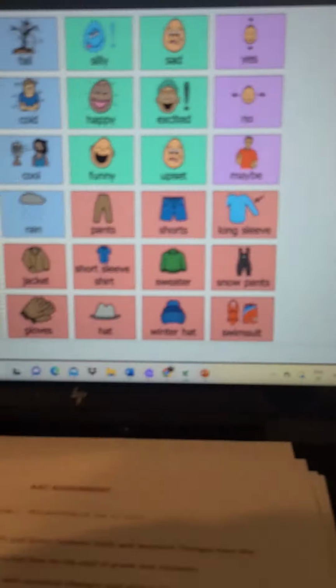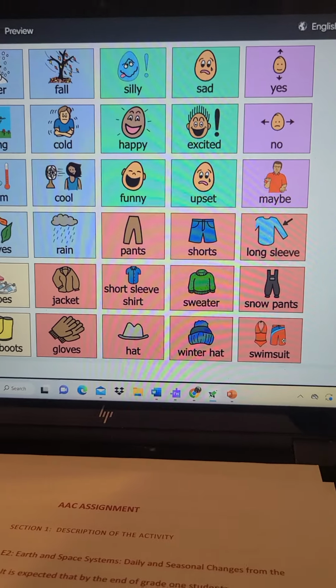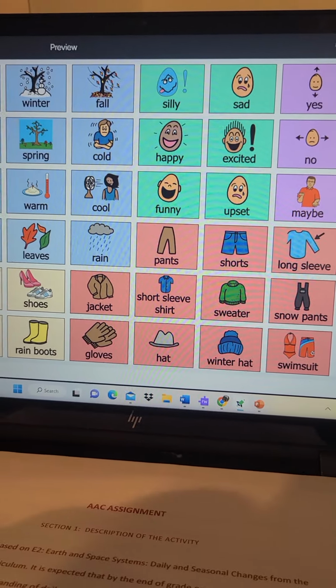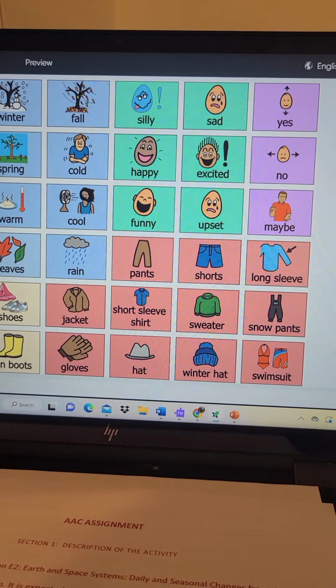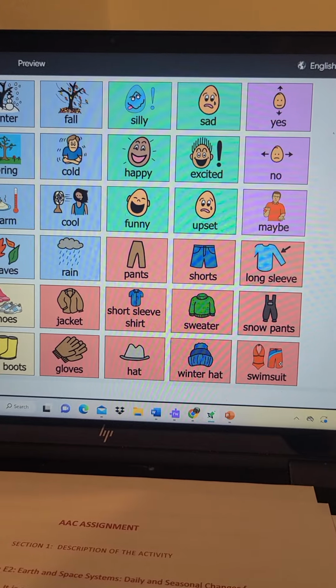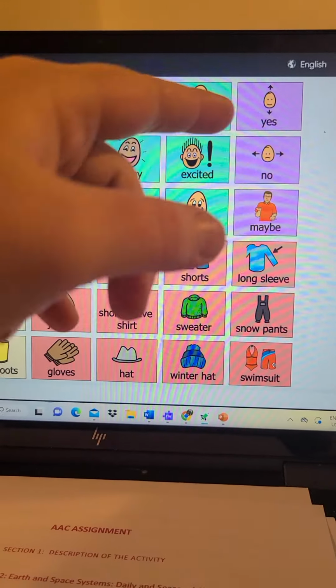The teacher will ask questions like, what would you wear during winter? This will give him the chance to say jacket. The teacher can ask, is it cold in the summer? Where Clayton can answer yes, no, or maybe. Other questions she may ask are, what do you think of when you hear the season summer? Or what do you think of when you think of winter?